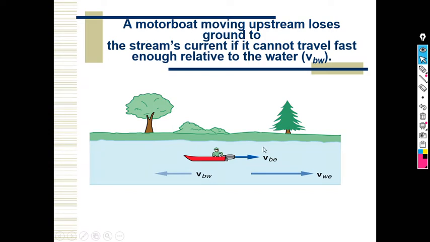Now another situation we consider here. A motorboat moving upstream loses ground through the stream's current if it cannot travel fast enough relative to the water as VBW. It is the situation that the boat is here traveling in the forward direction with VBE. This direction is VW whereas this is VBW.